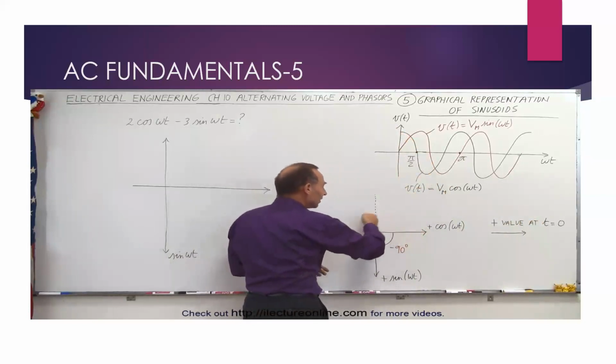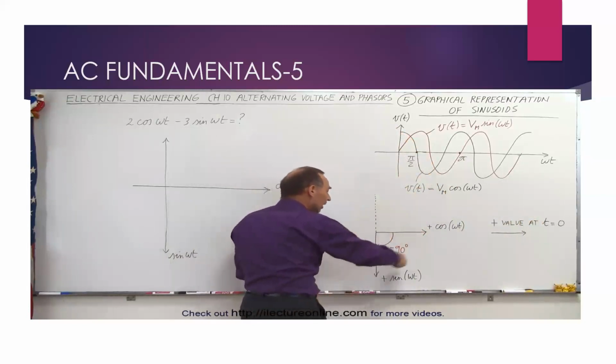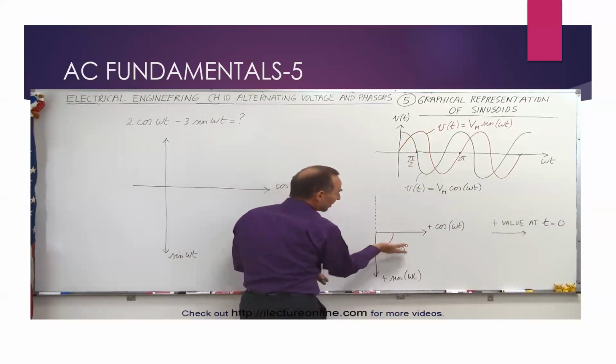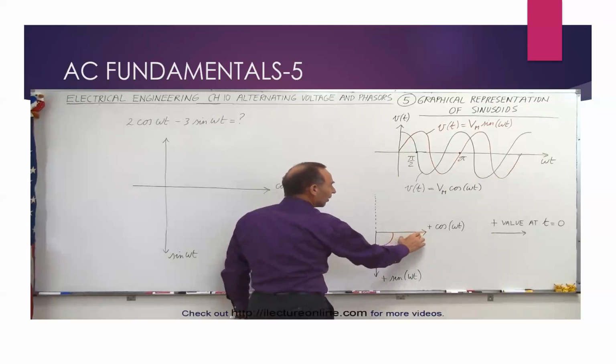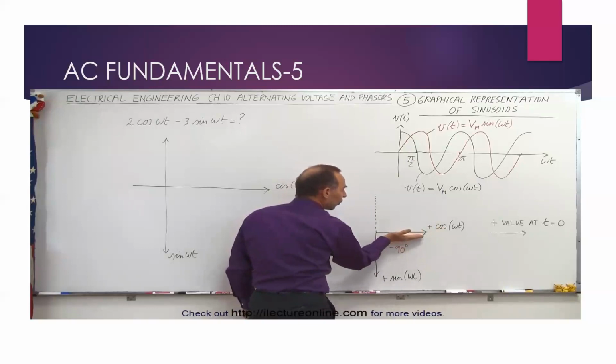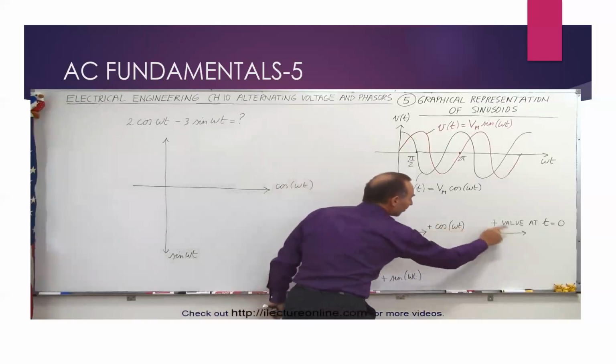So if you assume that graph is going to oscillate or rotate around this point right here, notice it's going to take 1/4 of a cycle, or 90 degrees, for a cosine to go to here, which means it has 0 value in the positive x direction.